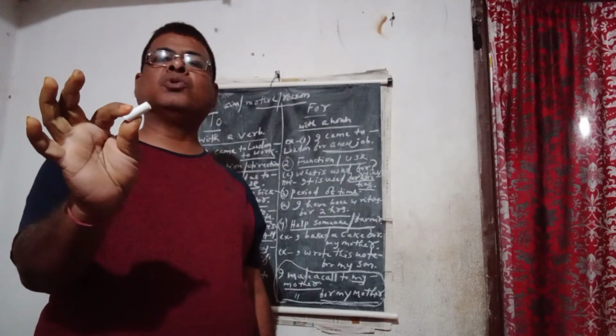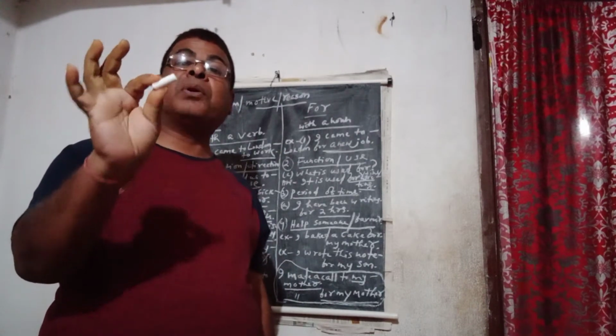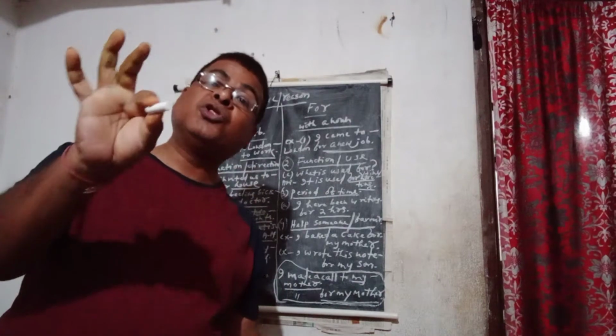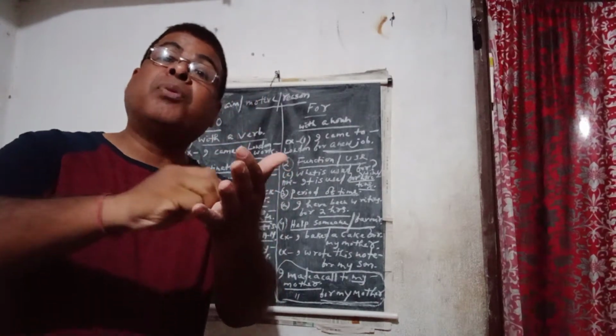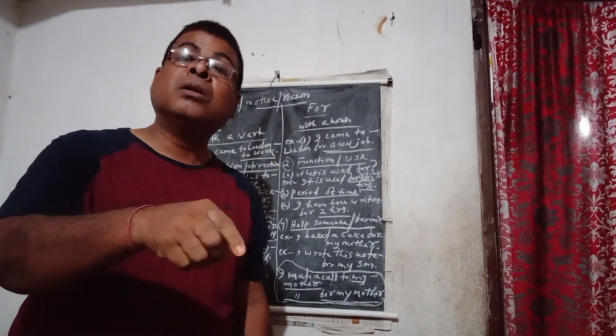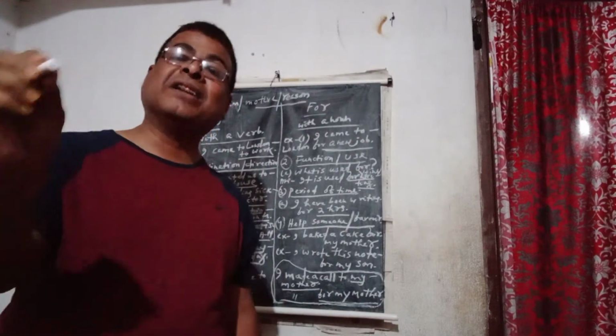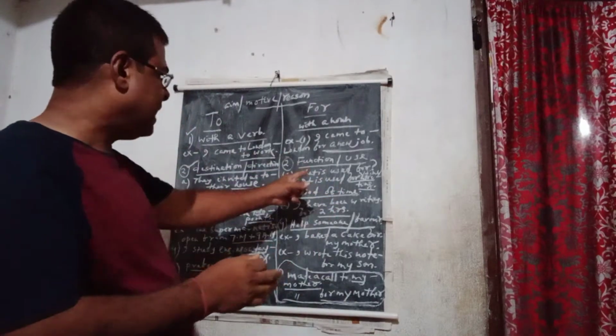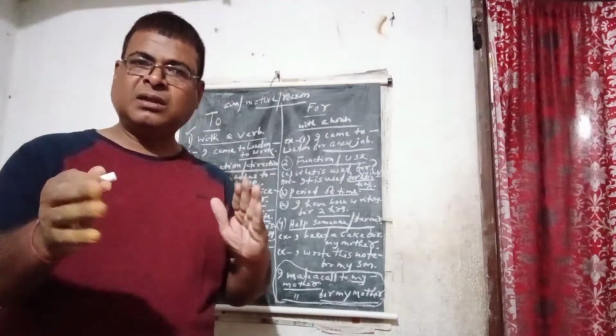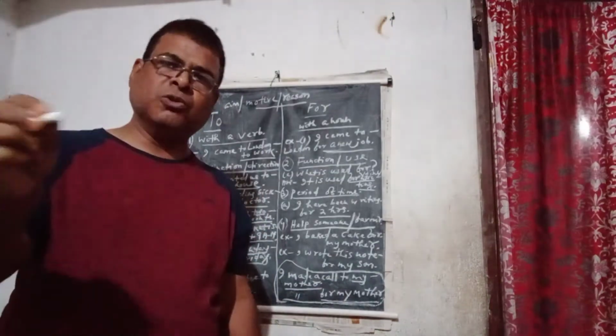What is "for" used for? It is used for writing. For plus verb plus ing: for writing. So in that case, function or use, "for" is used.